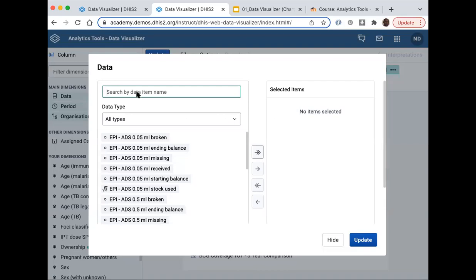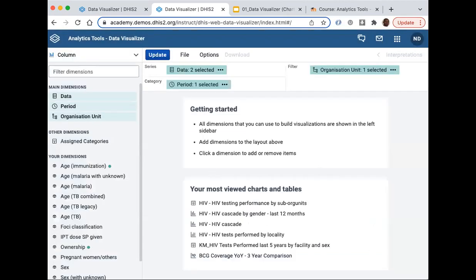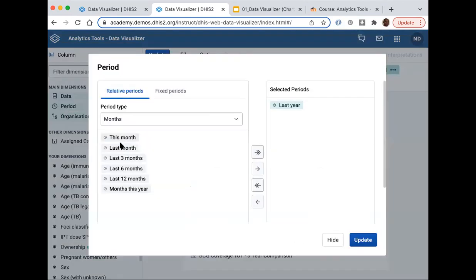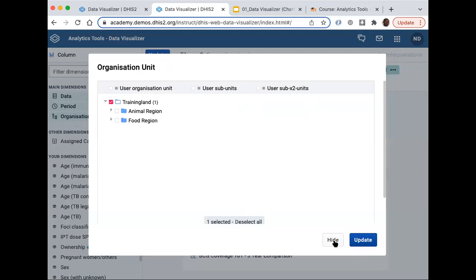So let me do this: BCG doses given, which is this one here, together with BCG coverage, which is this one here. Again, I'm hiding because I'm still selecting what I want to show. And then I want to look at it for the last 12 months. So I want to compare these two for the last 12 months. I go to my period, remove this, and then select the last 12 months. And then I want to first of all see the whole country, which is Training Land, selected here.